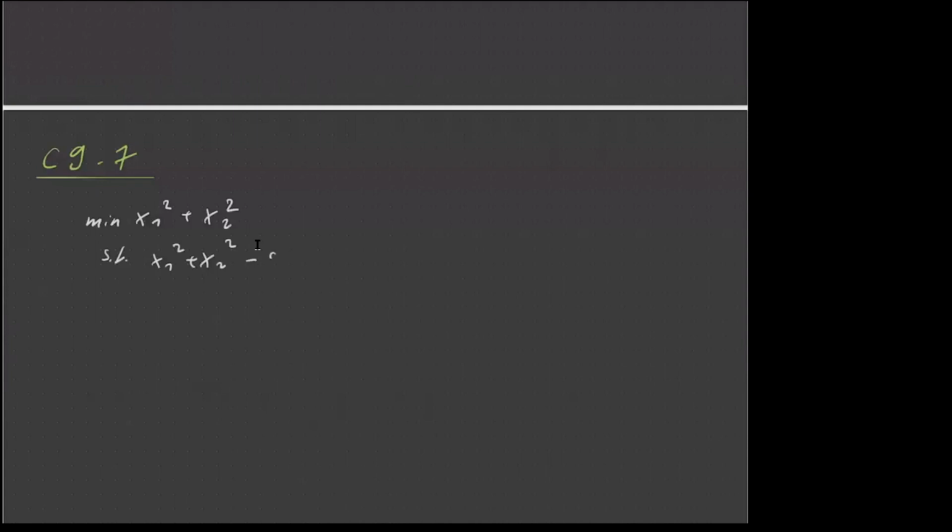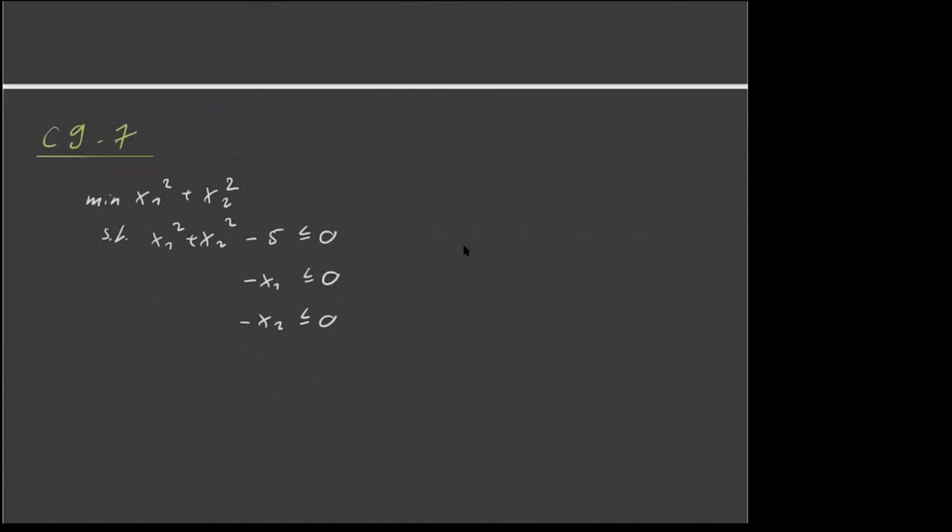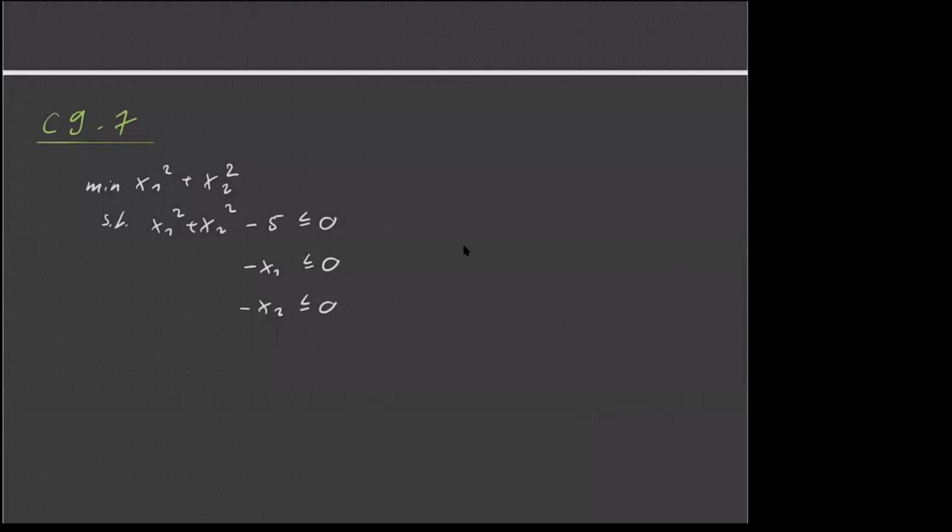I will reformulate that right away and write minus 5 is less or equal to 0. Then I'll add the other inequality constraints. We have x1 is greater or equal to 0, or I could write this as minus x1 is less or equal to 0. And I'll do the same with the x2 constraint. And then we have one equality constraint here as well. That is x1 plus 2x2 equals 4, or let me reformulate that as well: minus 4 equals 0. Okay, so we have that in the right form already.